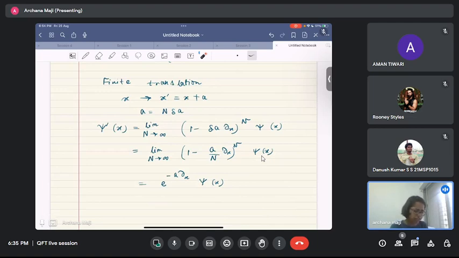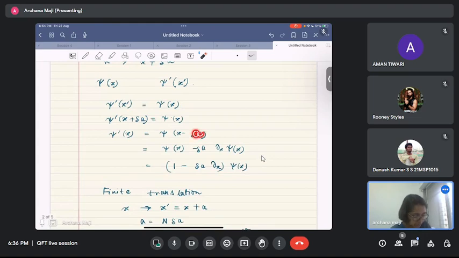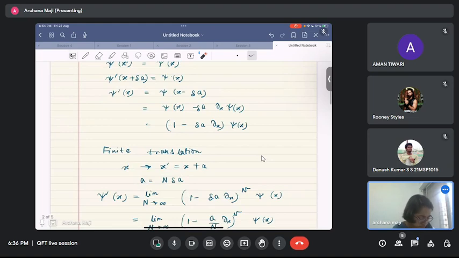Instead of going over this, we could have just written A here and taken the other terms, and that would have also given us exponential minus A del x. But this is another way of saying the same thing.